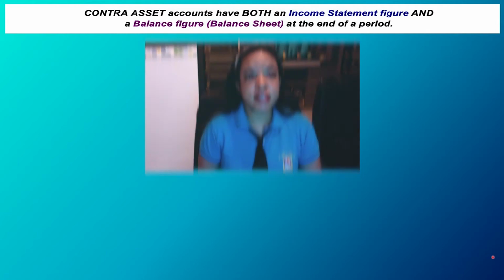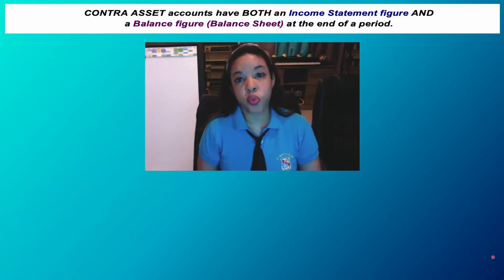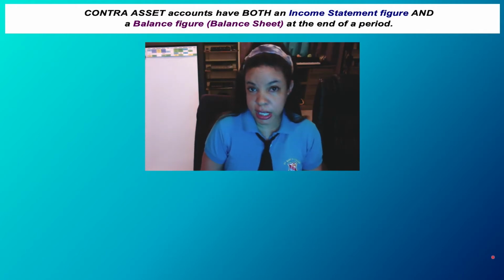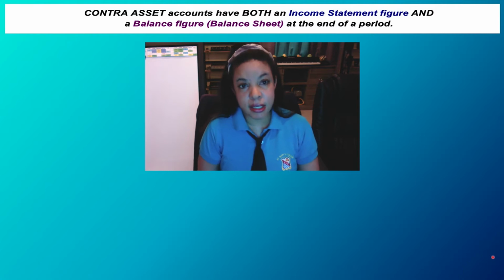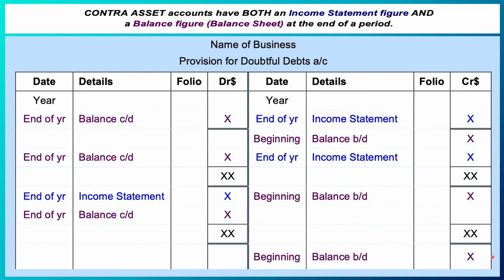So because of that, the contra asset accounts, which are provision for depreciation and provision for doubtful debts, which we are now going to do. That is a contra asset account that shows both the income statement figure and the balance sheet figure. So here we have an example format.